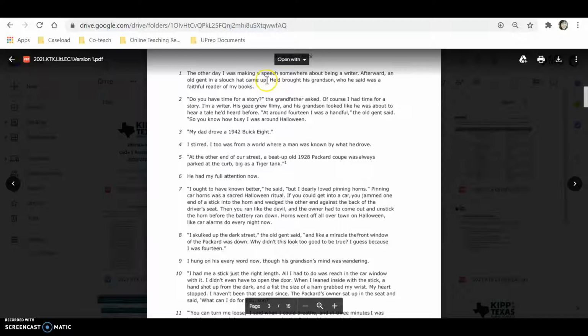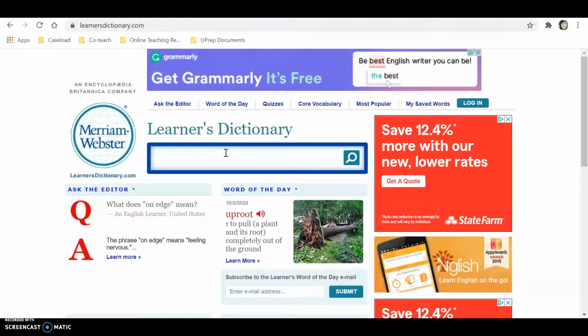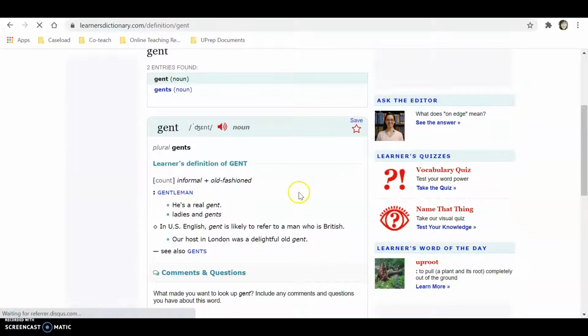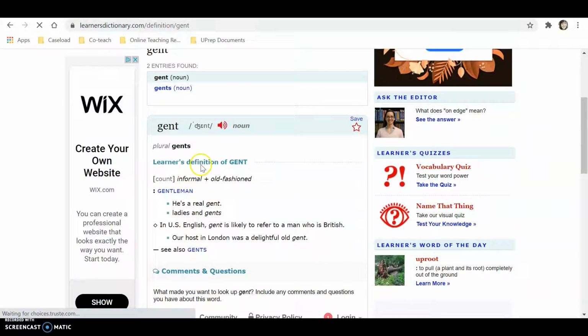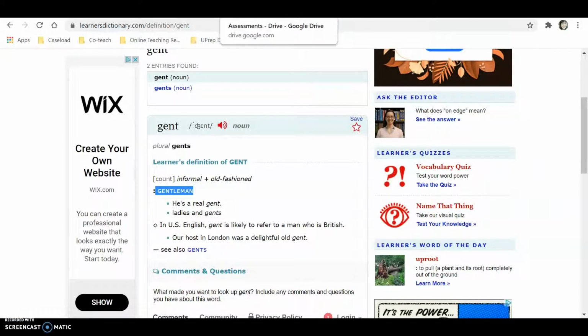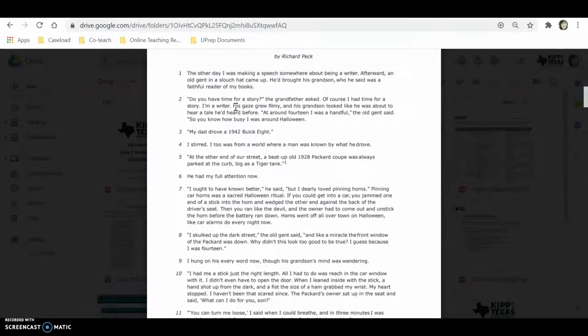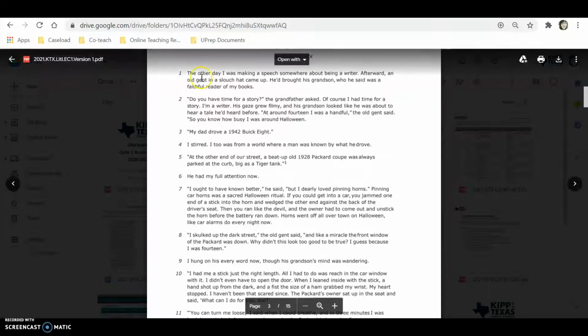Now I'm going to pause for a second. If I didn't know the word gent, I could go to Learner's Dictionary and I could type gent into this box here and press search. And it's going to tell me that it's a man, right? It's a gentleman, okay? So I didn't know that word, so I went to Learner's Dictionary and I looked it up. That's the only time you'll see me do that because I'll expect you to do that as you go through for the rest of it. So if you need to look up a word, you will pause this video, you will go to Learner's Dictionary and type in the word, and then come back to the video and continue listening, okay?